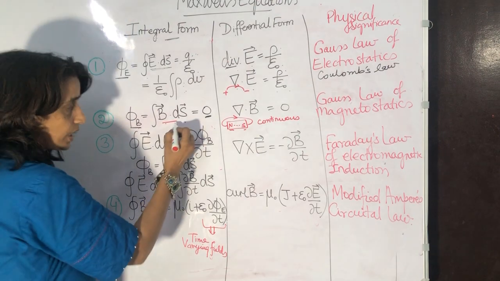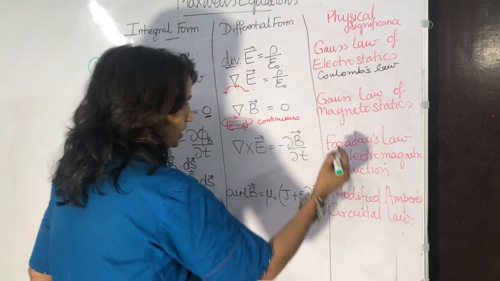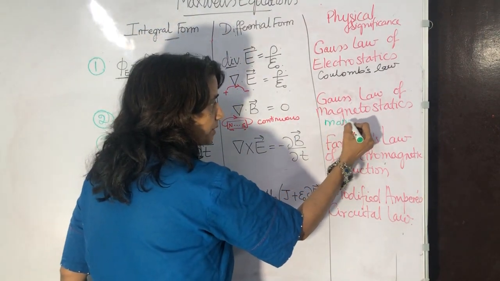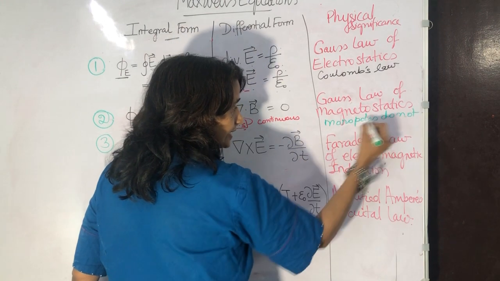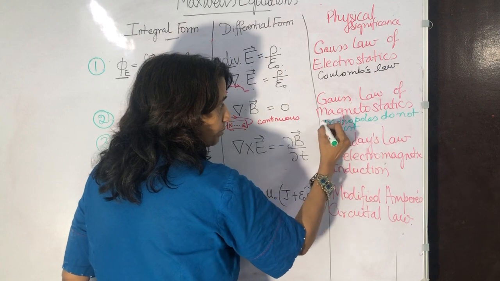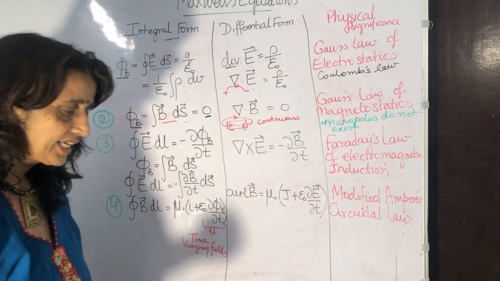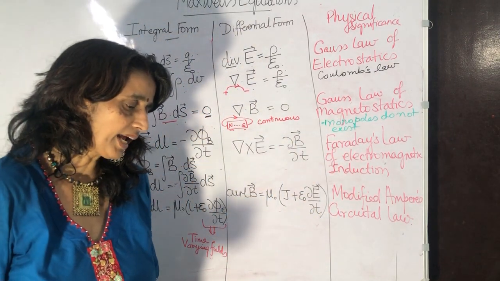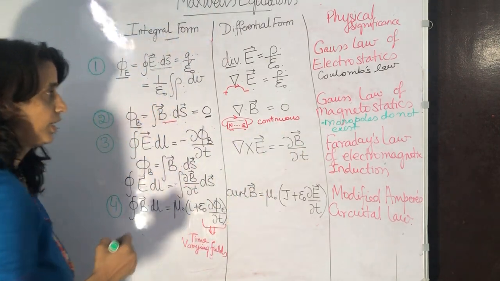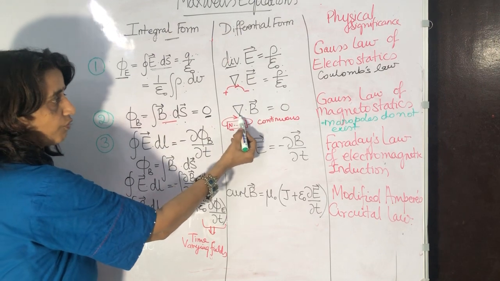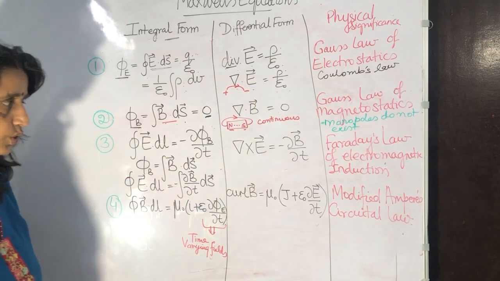And this equation also shows that magnetic monopoles do not exist. First, that magnetic monopoles do not exist. Secondly, that magnetic flux through any closed surface is 0. And then in differential form, del dot B is equal to 0.